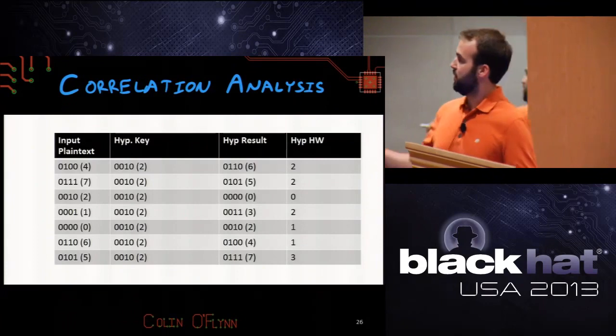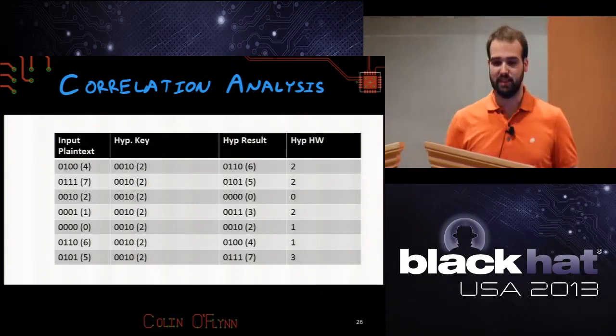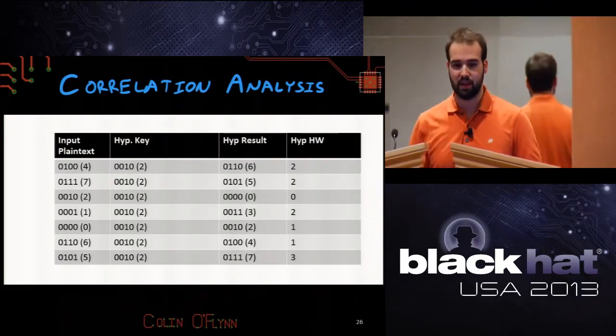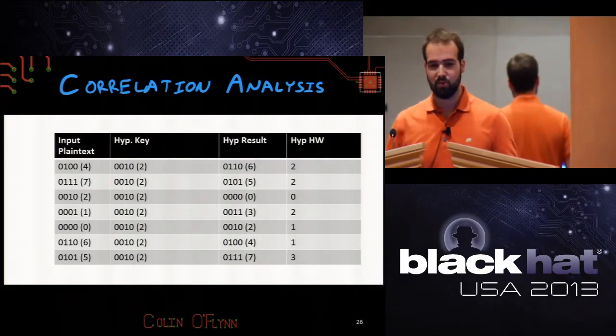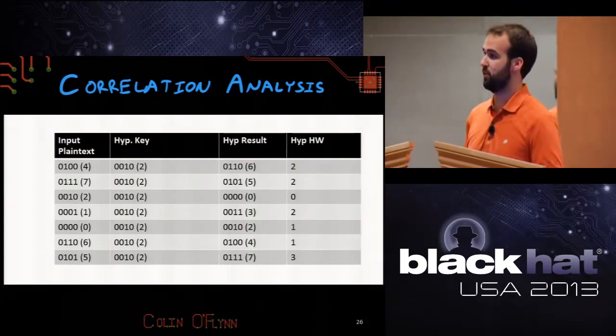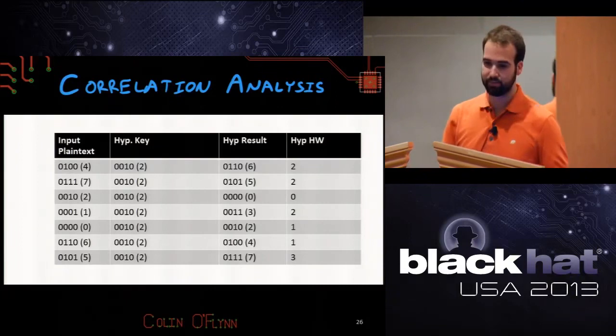I'm now going to take what I know, so I know the input plaintext here, and I'm going to guess what the key is. So in this case, there's a 4-bit key. There's 16 possibilities for that key. And I'm going to make a table like this for each one of the guesses. So for each one of the guesses, I'm going to say, well, I know I put in a 4 as the input. The key could be 2. It could not be 2. I don't know. If it was 2, the hypothetical result would be 6.